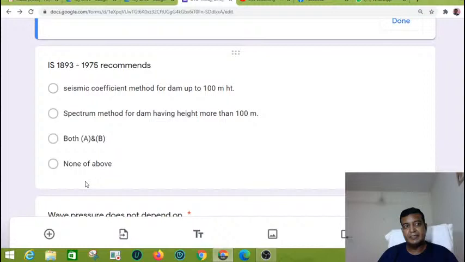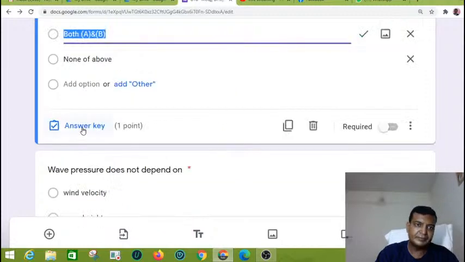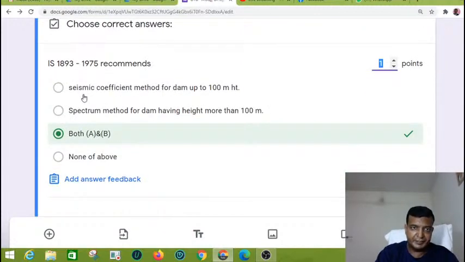Next objective is IS 1893 1975 recommends seismic coefficient method for dam up to 100 meter and spectrum method for the dam having more than 100 meter. So the answer is C. Both A and B. Because up to 100 meter seismic coefficient method is used, above 100 meter spectrum method is used. Okay.